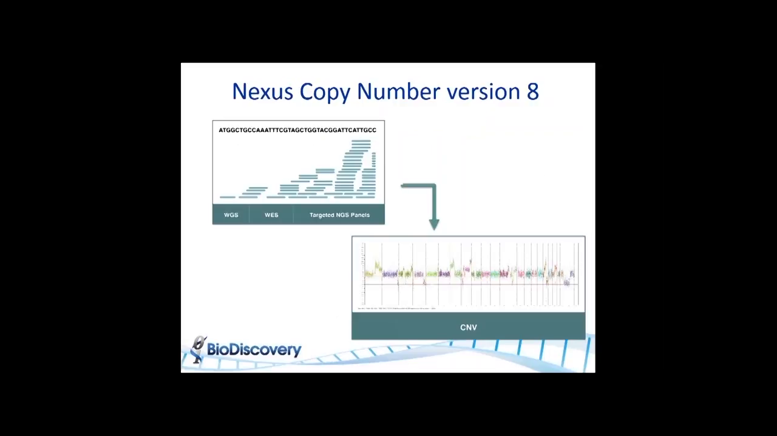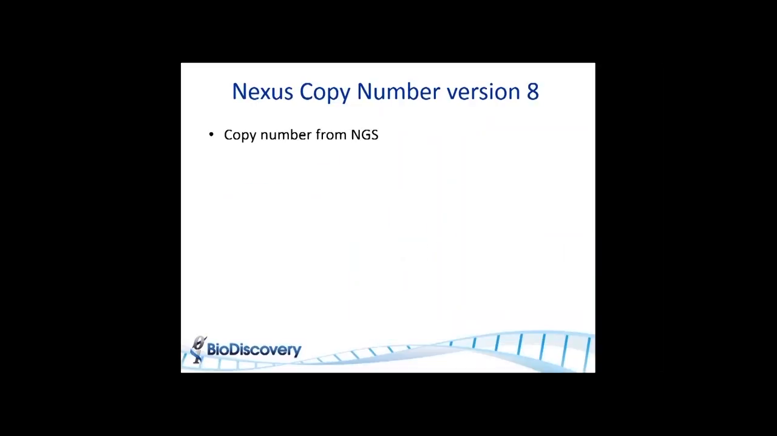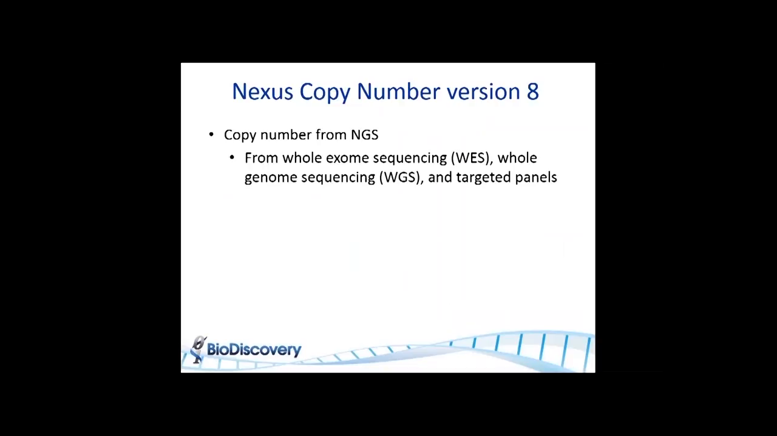So one of the key features in version 8 is copy number estimation from NGS data. And the copy numbers estimated from these are quite comparable to those obtained from arrays, and in some cases it can actually detect even smaller changes than can be detected by arrays alone. So copy number from NGS allows you to use whole genome sequencing, whole exome sequencing, as well as targeted panels. And you can directly load in BAM files to detect copy number.